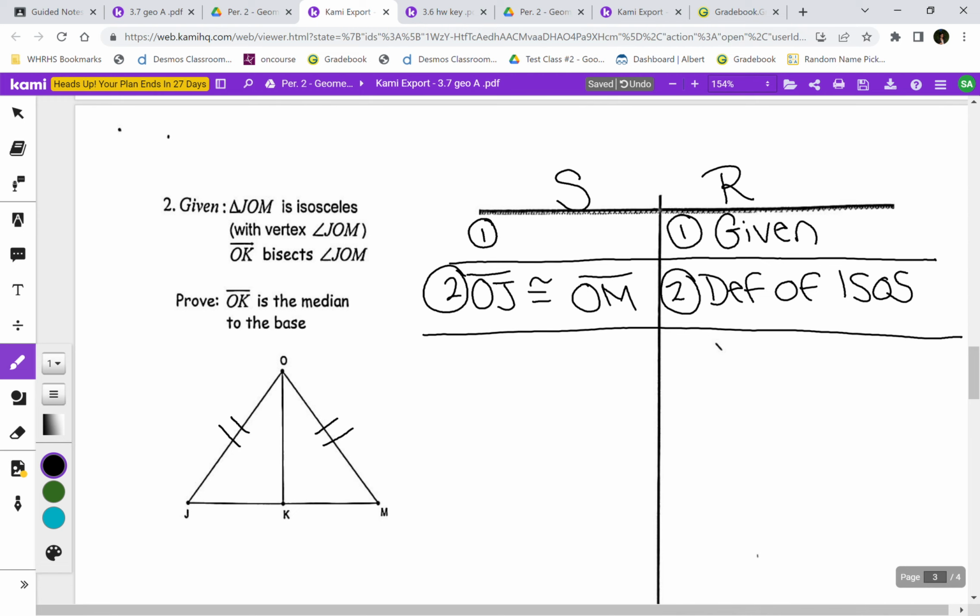Okay, let's keep going. Now it says that OK bisects angle JOM. We can make a conclusion there. If we're bisecting angle JOM, what can we conclude?